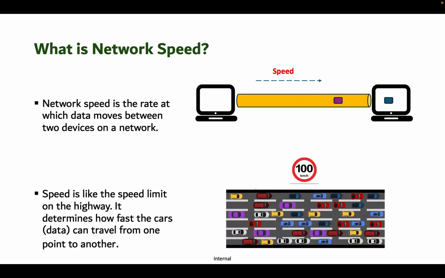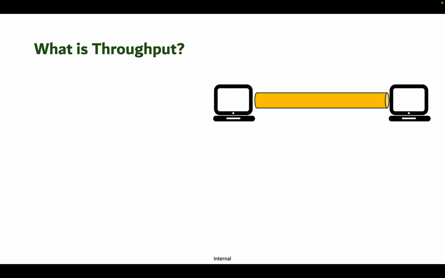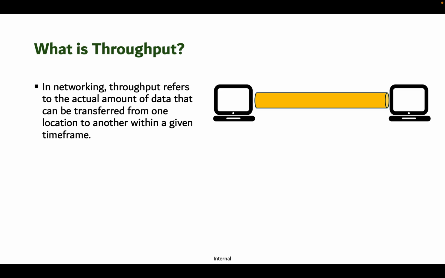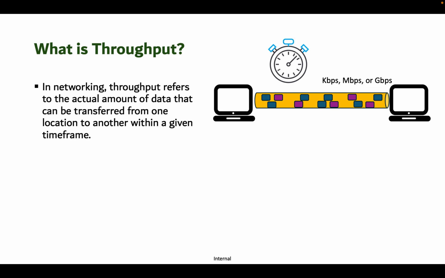Then what is throughput? In networking, throughput refers to the actual amount of data that can be transferred from one location to another within a given time frame. It is the actual rate at which data is successfully delivered over a network connection, and it provides a realistic measure of network performance. It is also measured in bits per second or Mbps, Kbps, or Gbps. So I would say a higher throughput indicates a faster data transfer rate.